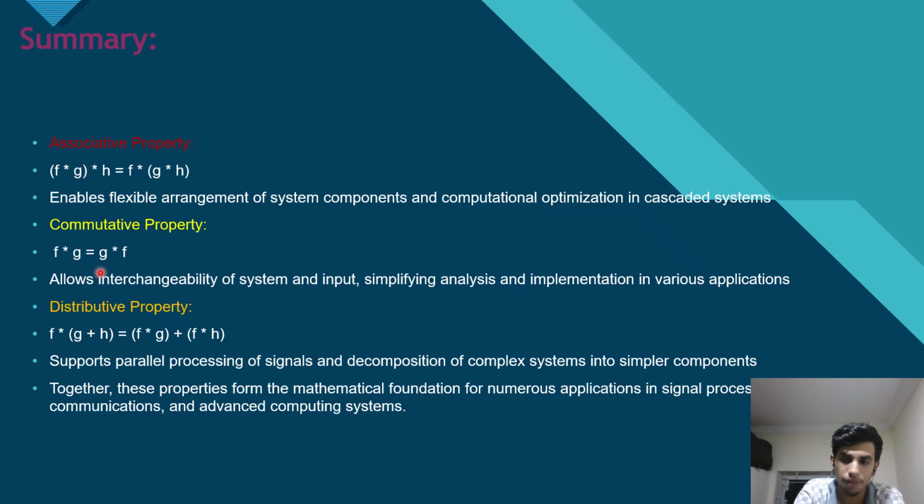Commutative property. When we reverse signal and system, we get the same result: f convolution g is equal to g convolution f. Also interchange of system and input, simplifying analysis and implementation in various applications. Distributive property. f convolution (g plus h) is equal to f convolution g plus f convolution h. It supports parallel processing of signals and decomposition of complex systems into simpler components.